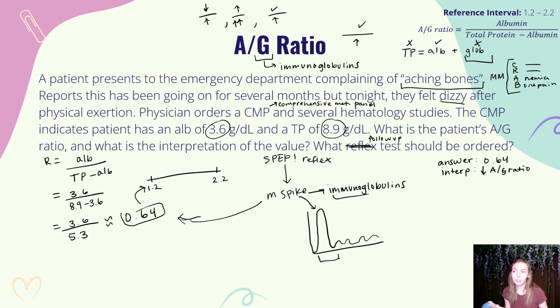Immunoglobulins are globulins. The more globulins you have, the smaller your AG ratio gets. People with an M spike have multiple myeloma. Multiple myeloma patients have the M spike. M spike correlates to low AG ratio. Low AG ratio, in turn, correlates to multiple myeloma. Everything is connected.